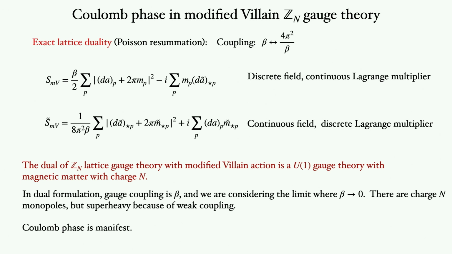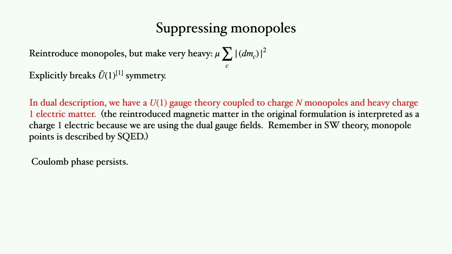In the dual formulation, look at the position of beta. Beta appears like the gauge coupling. It is not 1 over the gauge coupling. Its role is like the gauge coupling. And we are considering the limit beta goes to 0, which corresponds to very strong coupling in the original model. And there are charge M monopoles, but because of the weak coupling, they are super heavy. So the Coulomb phase is manifest. Now you can reintroduce monopoles, but make them heavy.